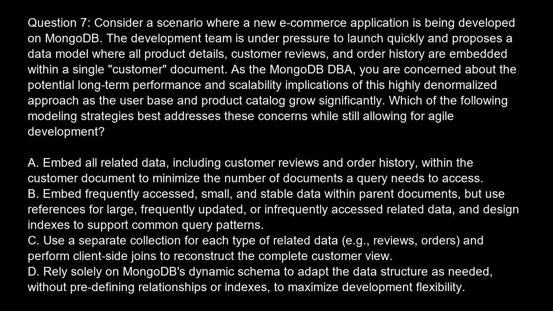Option B. Embed frequently accessed, small, and stable data within parent documents, but use references for large, frequently updated, or infrequently accessed related data and design indexes to support common query patterns. Option C. Use a separate collection for each type of related data, e.g., reviews, orders, and perform client-side joins to reconstruct the complete customer view.